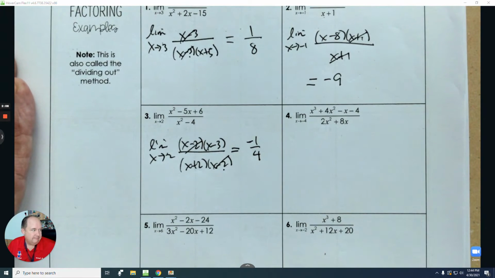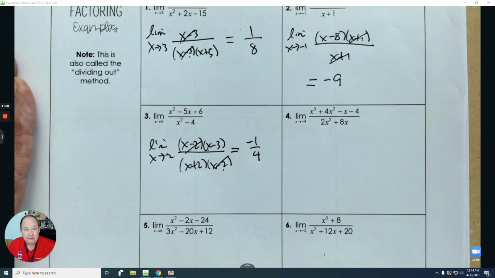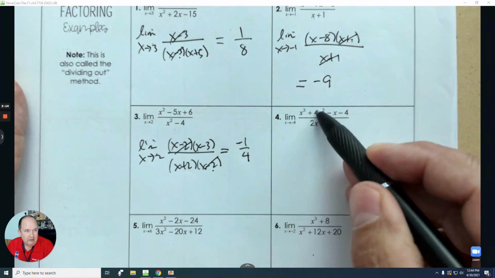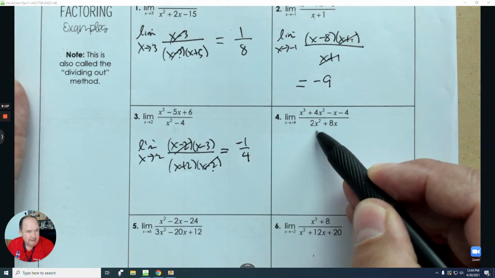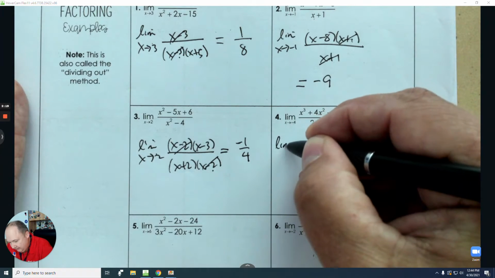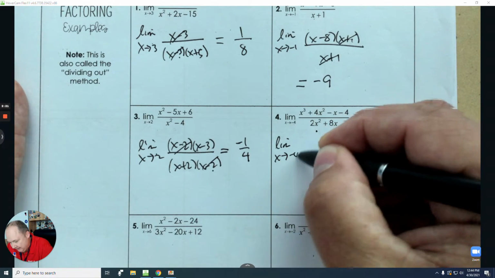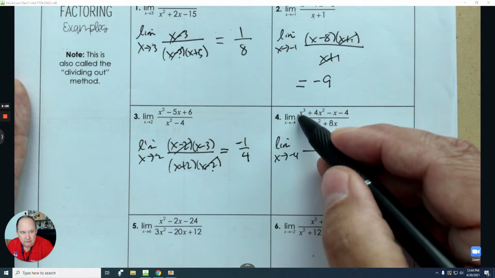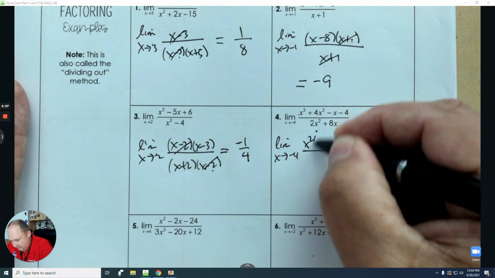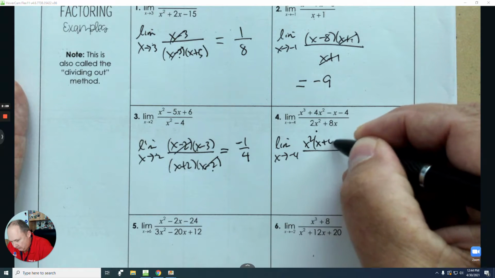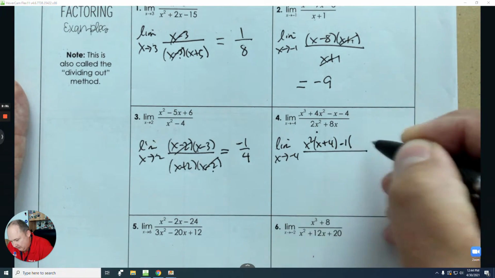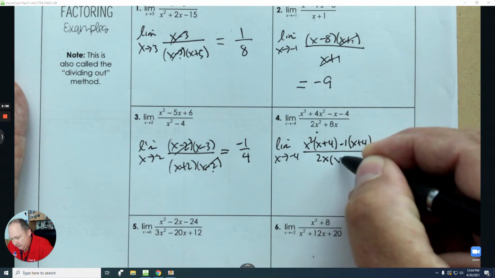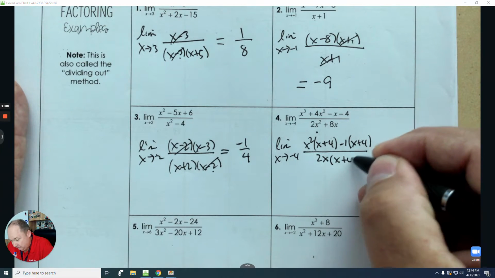Number 3, I did number 3. Number 4. Again, if I use -4 in the numerator and denominator, it is indeterminate. I'm going to factor the numerator by grouping. So the first two, x squared, factor out in x plus 4. The next, factor out in -1, that's also x plus 4. The denominator, factor out in 2x, that's x plus 4.